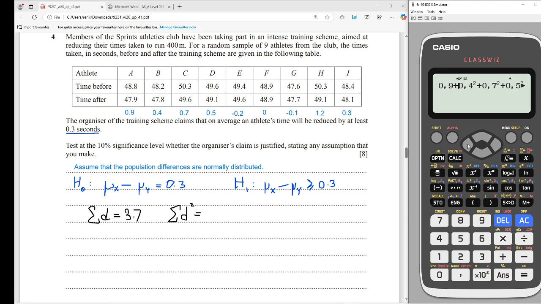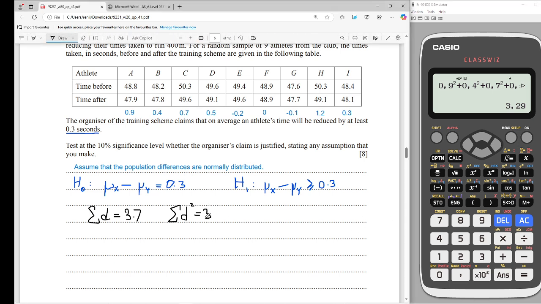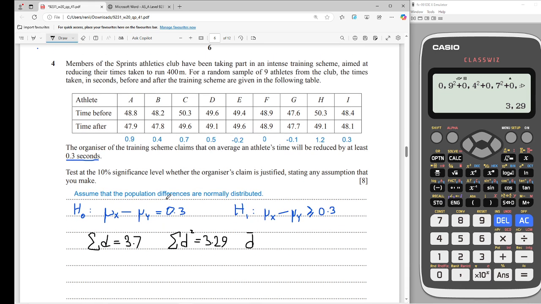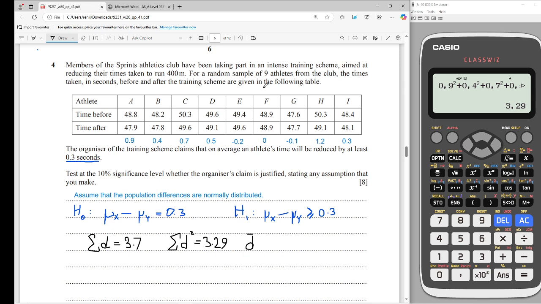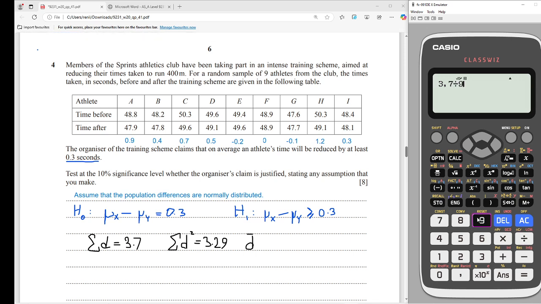And lastly we have this here is equal to 3.29. So we found our sum of d squared. Now we need to find the sample mean of d, which is the total sum 3.7 divided by the number of samples, which is 3.7 divided by 9. So we have 3.7 by 9, which is equal to 0.41 recurring.